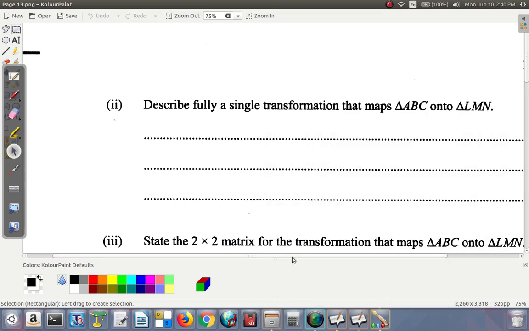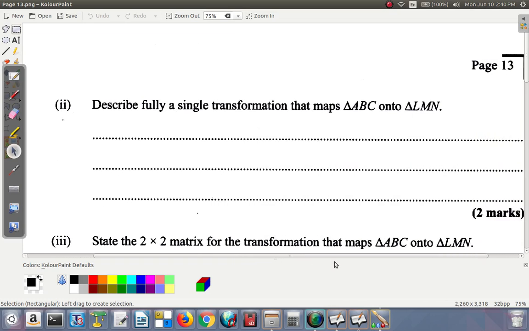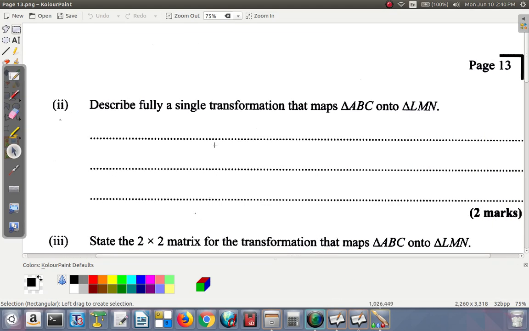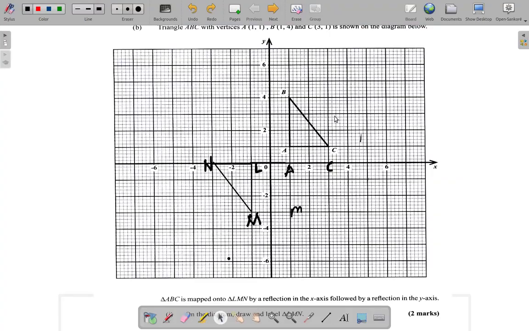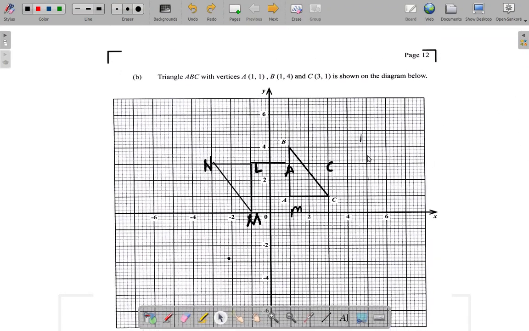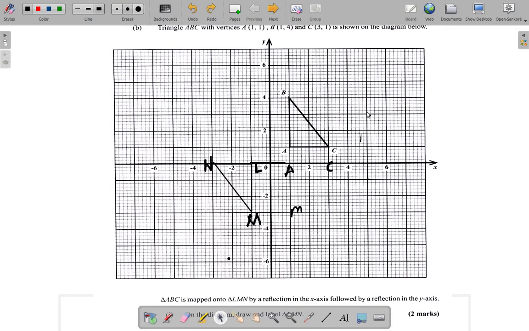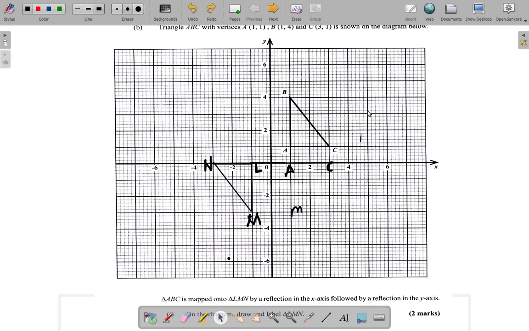The second part of question 3B says, describe fully a single transformation that maps triangle ABC onto triangle LMN. Let's see. Triangle ABC onto triangle LMN. This was triangle ABC, this was triangle LMN. You notice something here?